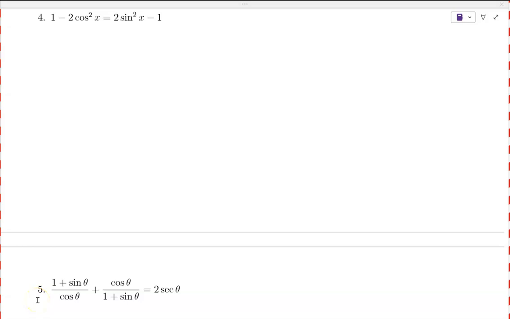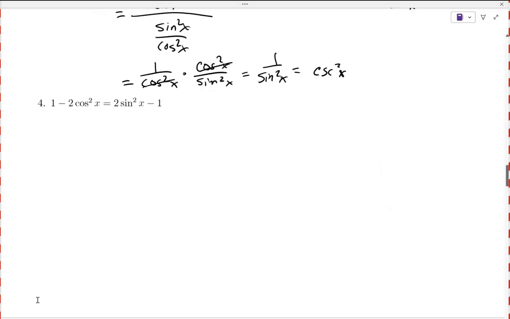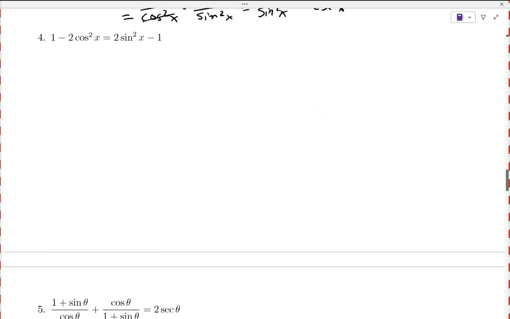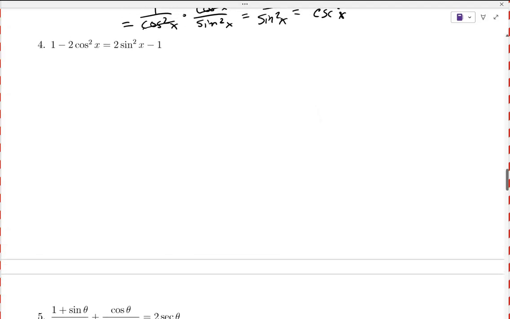Now today is just going to be more about working some more examples with identities, using the principles that we talked about last time. So let's look at this. I think we got through the first three last time, right? So let's look at this fourth one.